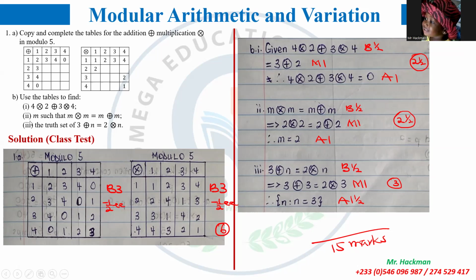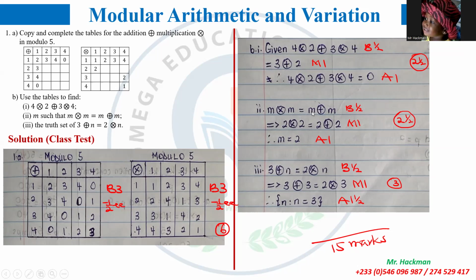Then part (ii): you are supposed to find m based on the equation we are given. This side is multiplication, so the possible values of m will be the values you can see in your table, which are 1, 2, 3, 4. You test for each of them, and the one that satisfies is 2. I told you that you only show your working for the one that satisfies. So here we know that 2 times 2 will give you 2.